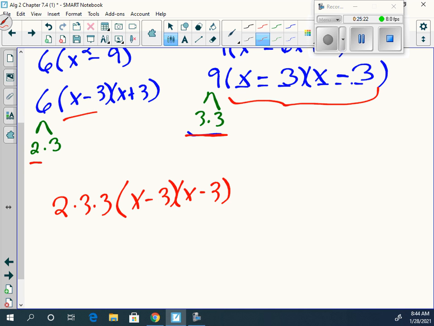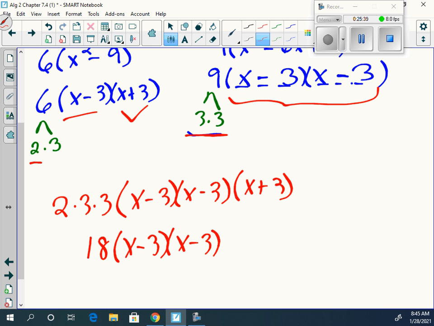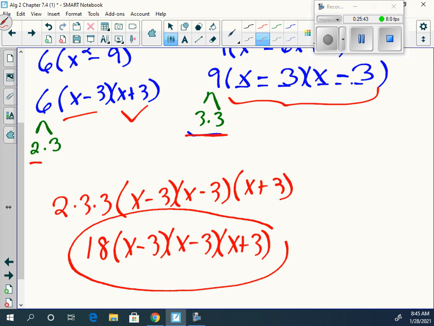Yeah, because we already have the x minus 3. We need the x plus 3, because that's the only one we're missing. So for this here, 2 times 3 would give us 18 times x minus 3 times x minus 3 times x plus 3. So this here would be the least common multiple of these two here. Any questions on any of this here?